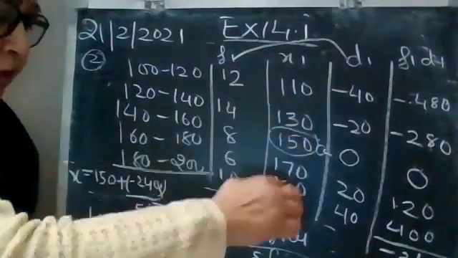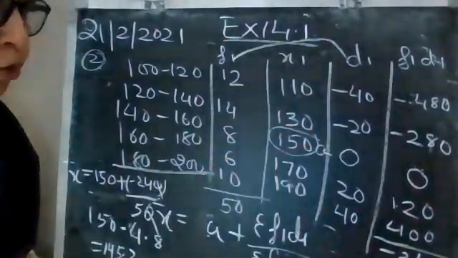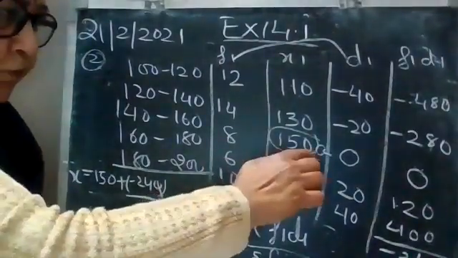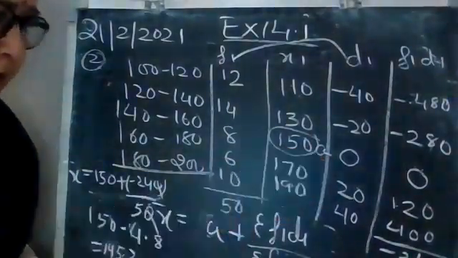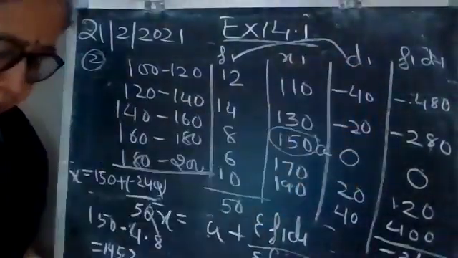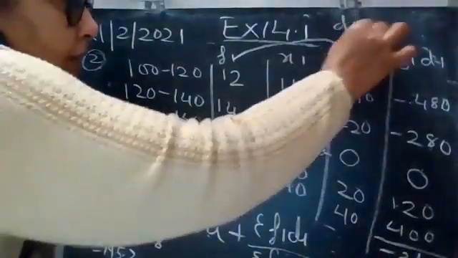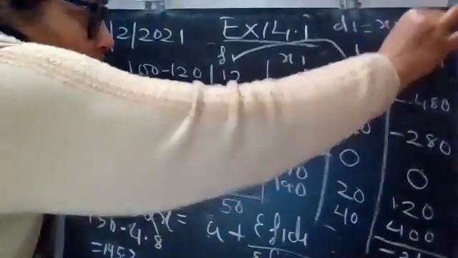Here, 5 observations are there. Then the middle one we will take as the assumed mean, and that is 150. In front of this, write down A. Now we will take out di. di, or d1, is equal to x1 minus A.